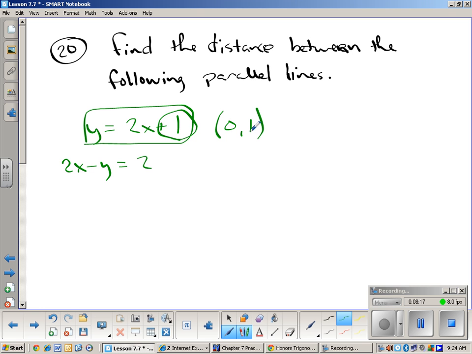Okay? And then this one, we have to move my 2 over. Is that equal to 0? Now we have a point. We have standard form.